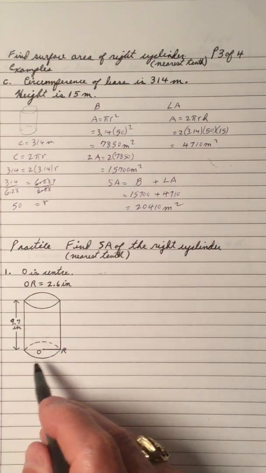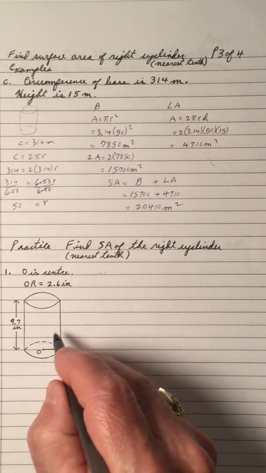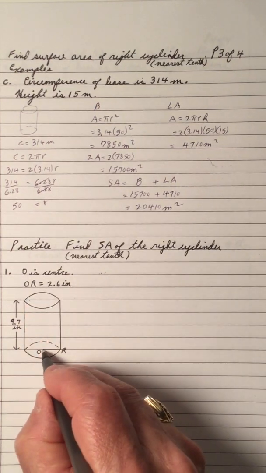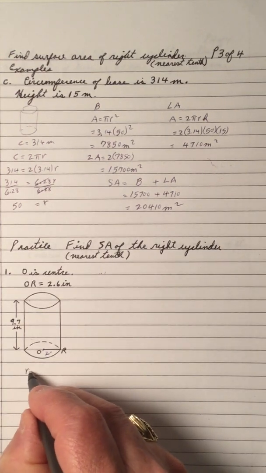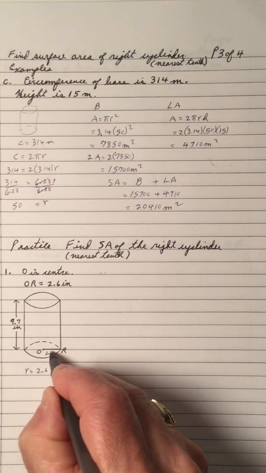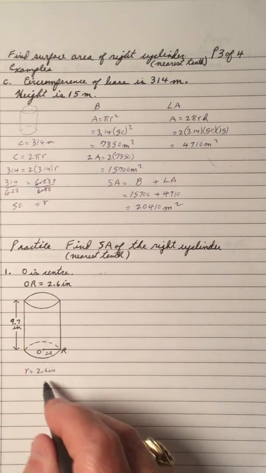Now here we have a cylinder. O is the center of the circle. 2.6 is OR, and OR is the radius. So that means I have a radius of 2.6 inches. And I have my height.